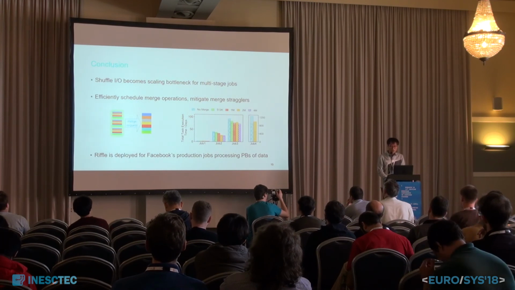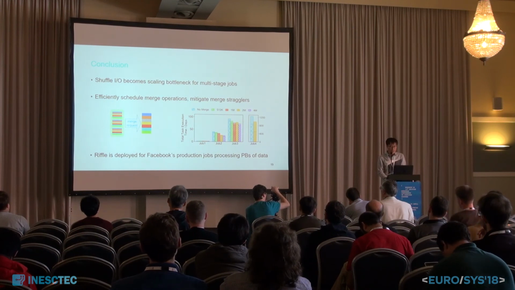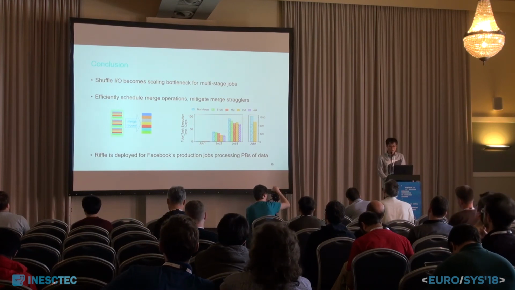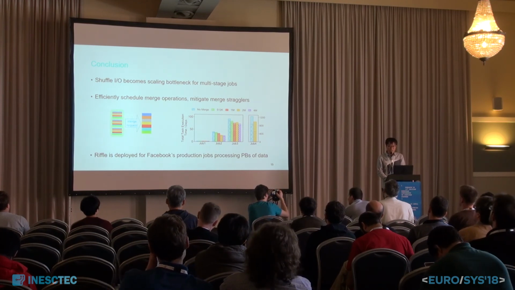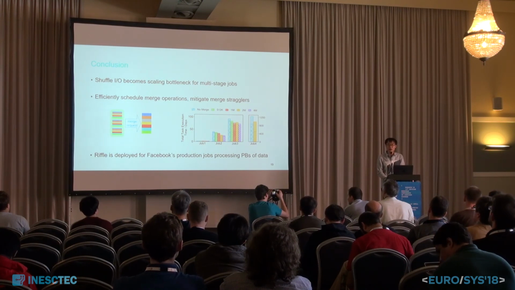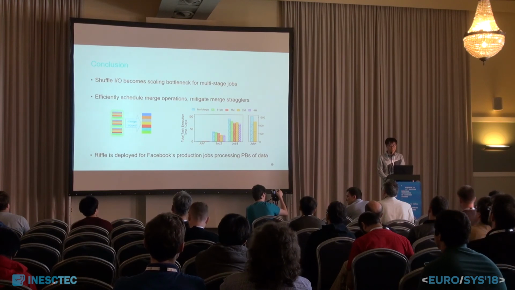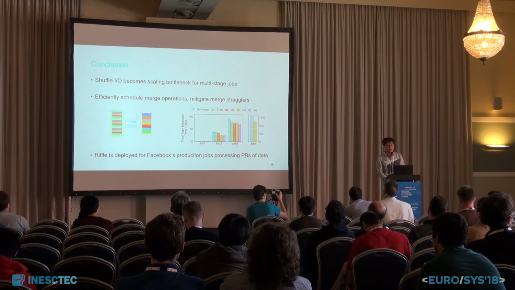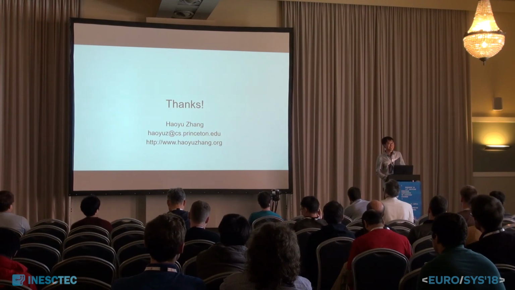To summarize, Riffle provides an optimized shuffle service for big data analytics systems. Riffle specifically targets running large-scale, multi-stage jobs. It solves the fragmented shuffle I/O problem by efficiently merging the fragmented intermediate shuffle files into larger block files. And the system is now deployed at Facebook, processing petabytes of data. With that, I'd like to conclude my talk, and thanks for your attention. I'd like to take any questions.